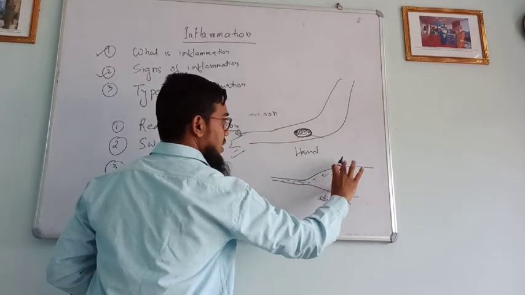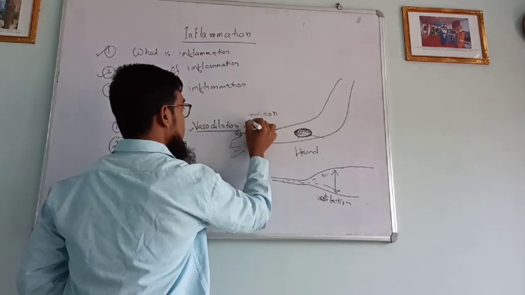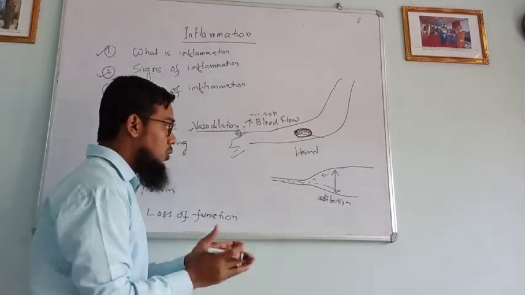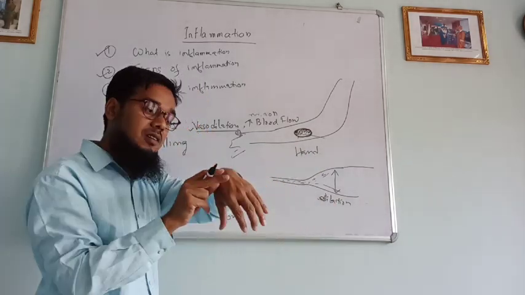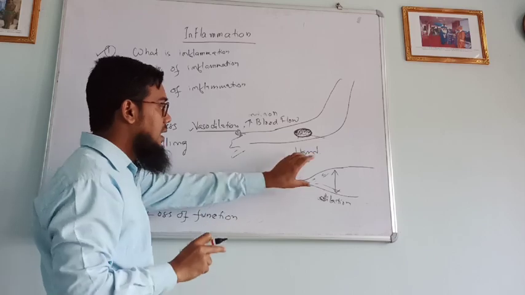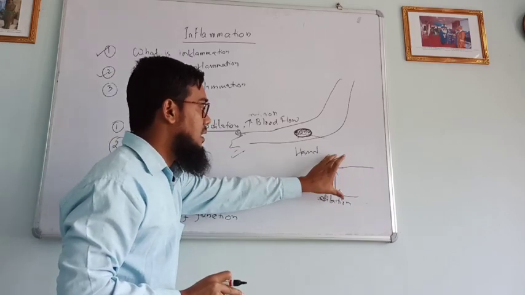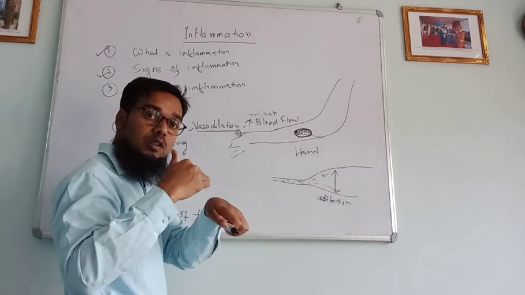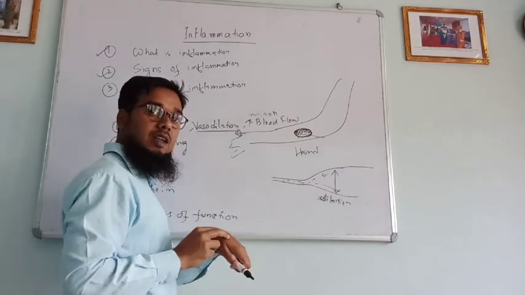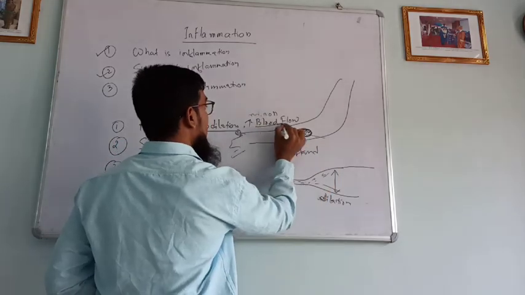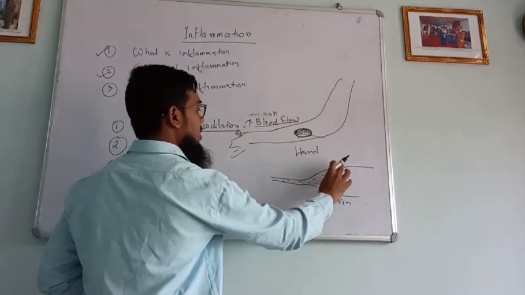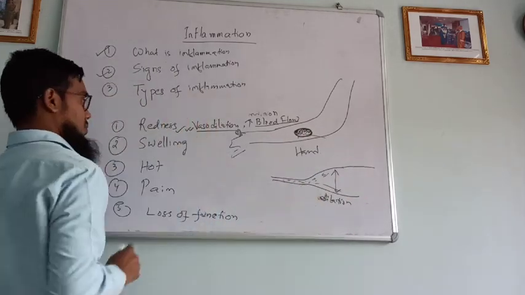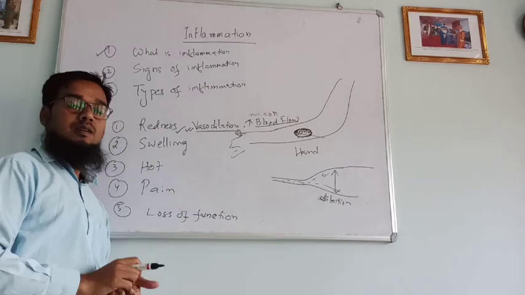The area increases and blood flow increases. So when a particular vessel is dilated, the diameter increases and it becomes very thin, and more blood will flow, and we know that the color of blood is mainly red. Due to this more blood flow and vasodilation, redness results in a particular area. Redness.